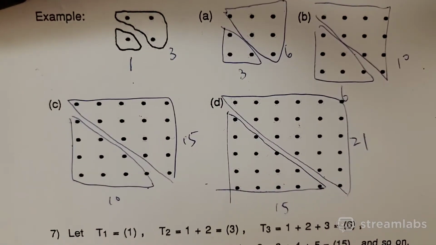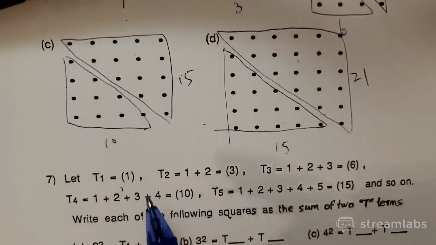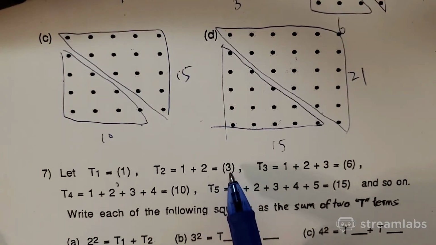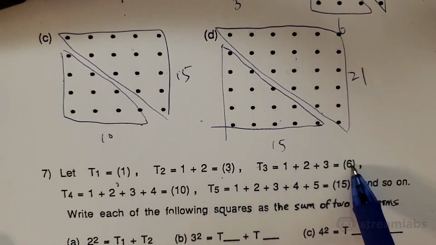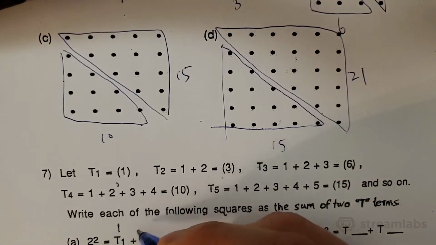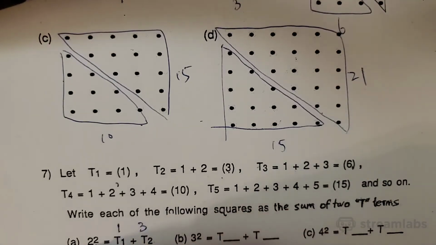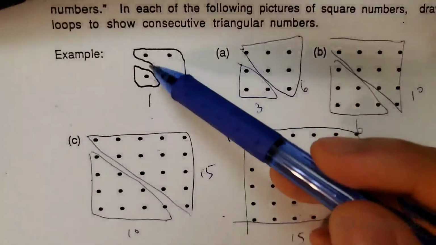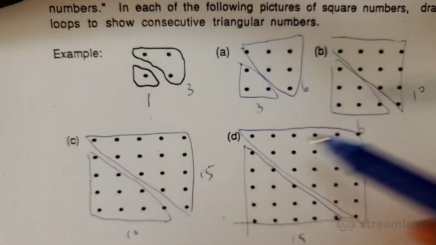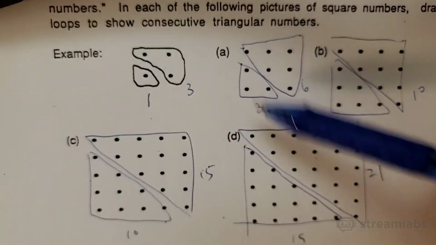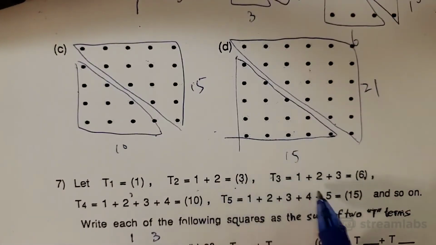Okay, so T1 is 1. T2 is 1 plus 2, which is 3. And T3 is 6, right? So this is 1 plus 3, right? 2 squared is 1 plus 3. 3 squared, why isn't it 1 plus 3? Because 2 squared is a square, right? 2 times 2. 3 squared is this, which is 3 plus 6, which is T2 plus T3.